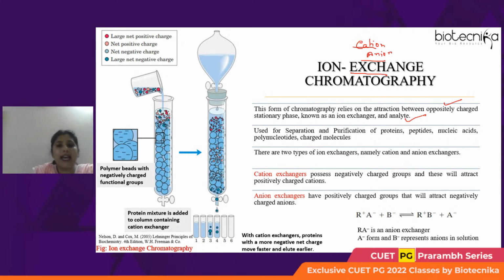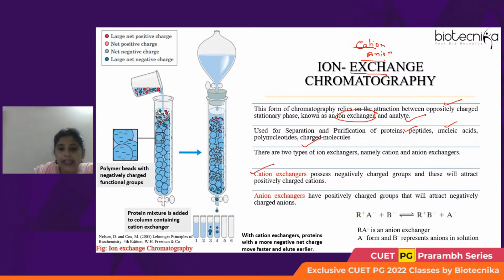And mostly this ion exchange chromatography is used for separation and purification of proteins, peptides, nucleic acids, polynucleotides, and charged molecules. So you have to understand when you have to use a particular chromatography technique. It's not that you can use any chromatography. It all depends on your aim of study. You have to use a particular chromatography technique. So what are ion exchangers? I have used the term ion exchanger here. So what is it? There are two types.